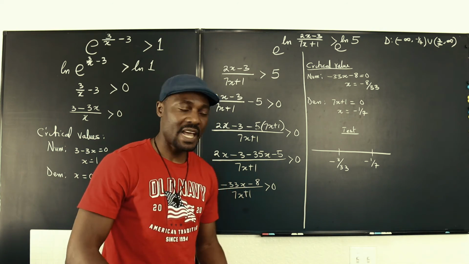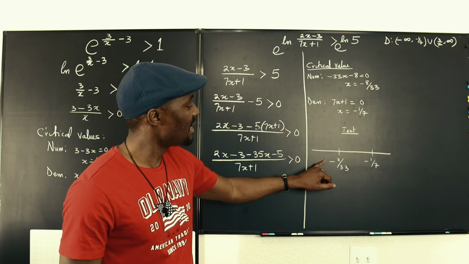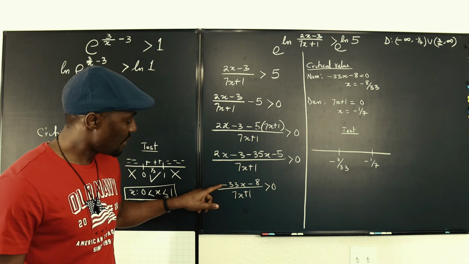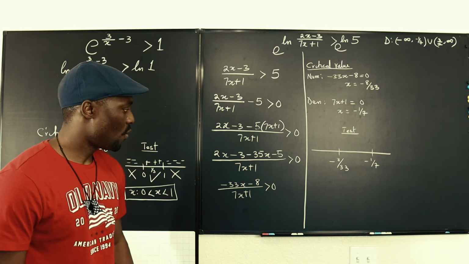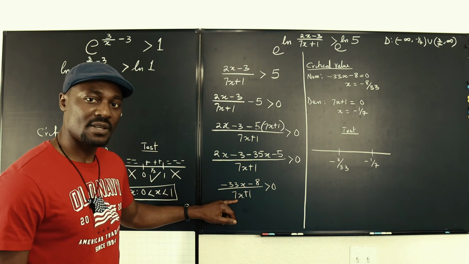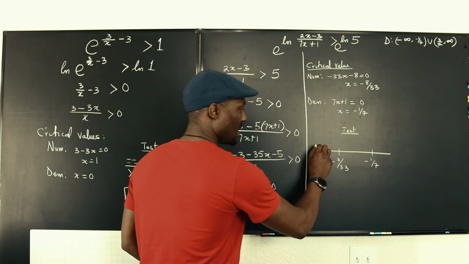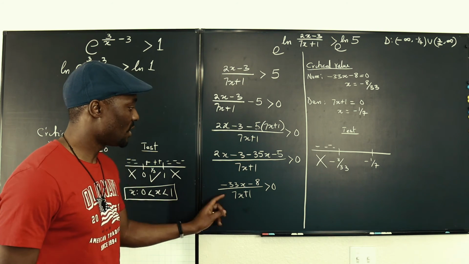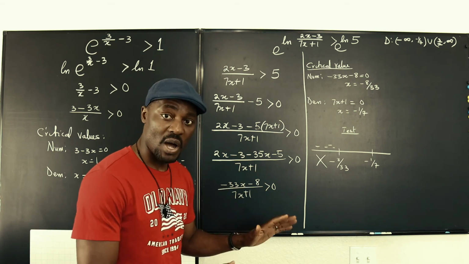So let's start the test. Let's pick a number here. Negative 1 is a good option. So plug in negative 1 into the rational expression. If you put negative 1 here, this is going to end up with 33 minus 8. That's going to be positive, but this is going to be negative. So this is positive over negative, which makes this region negative. We don't want a negative region because what we're looking for is something greater than 0. So we're looking for positives.